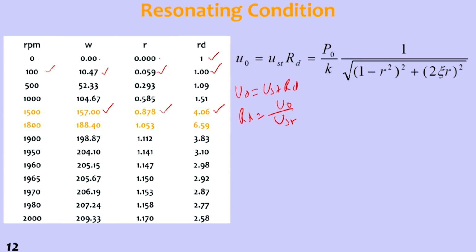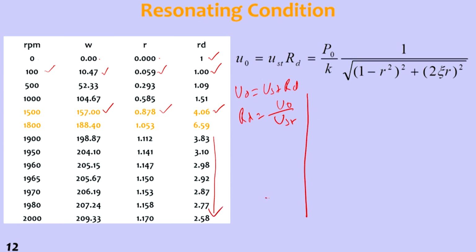And when it comes to 1800, omega is 188 and r is above 1, 1.053. So that means in between, something is happening. What is that? A resonating condition is happening, but immediately after that the displacements have reduced. Before that the displacement is higher, so the amplification is higher, but on the reducing path. You can see this one.